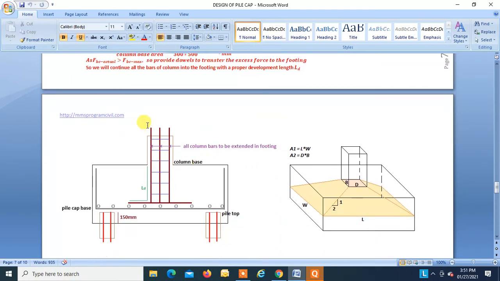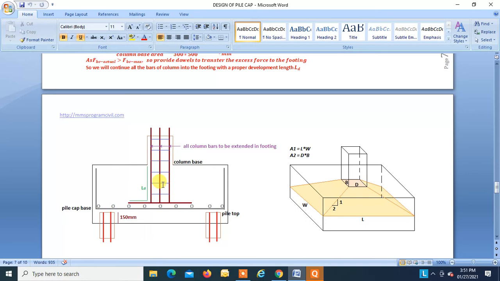So what we'll do, we'll extend all the bars of the column into the footing with an appropriate development length, that is LD. This will help in transferring the additional load from column to the footing, and this will make the section safe in bearing pressure, right?